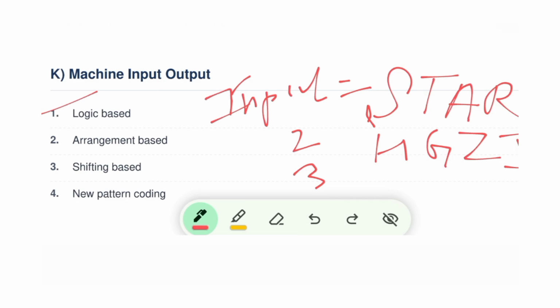Sometimes it can be reverse place value minus 2, into 2, plus 1, 4, 3, but the logic in all the series will be the same. And then there will be arrangement based. The next is shifting based, where firstly the input is changed and then they shift. New pattern coding can have many types. You have to solve the questions, then you can understand this.